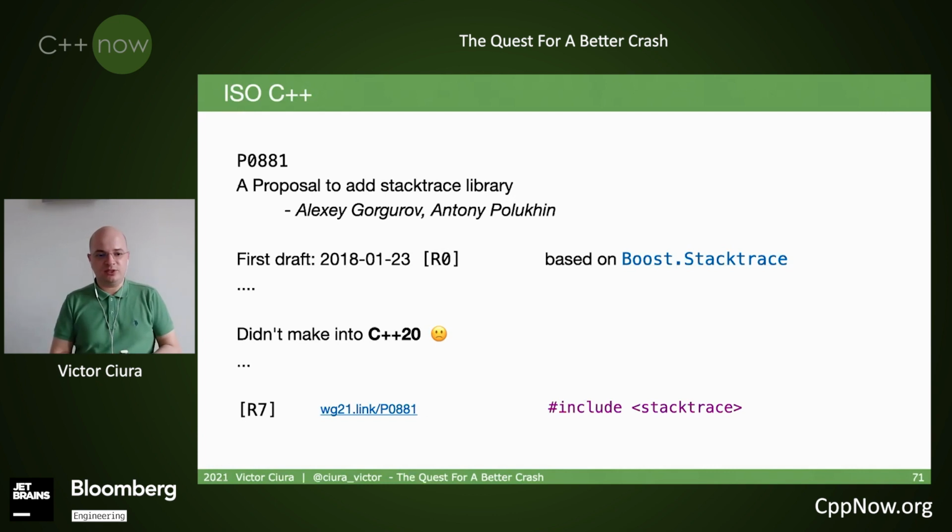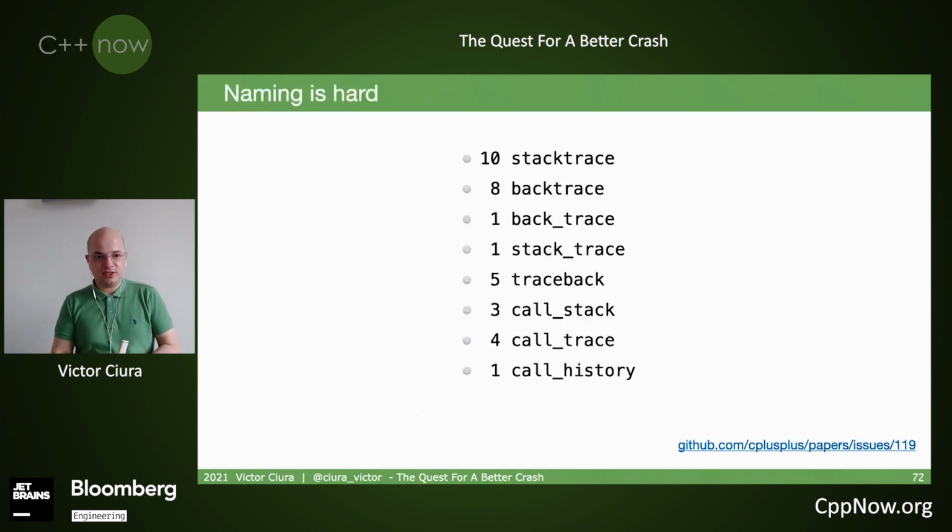Not enough time, too many things to evaluate for 20. C++20 is a huge release anyway. So I'm really hoping this would be 23. I'm hoping for more stuff than is in this proposal, but I'm going to be happy with what we get. So I put a link there if you want to read the paper. The header would be StackTrace, so include StackTrace.